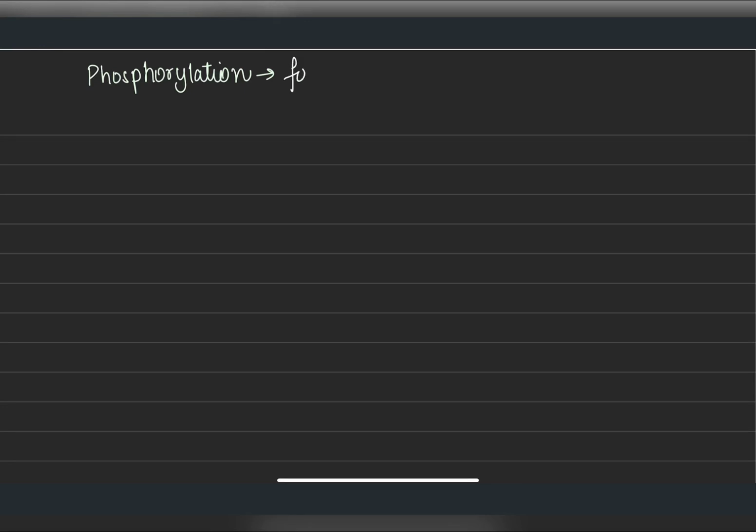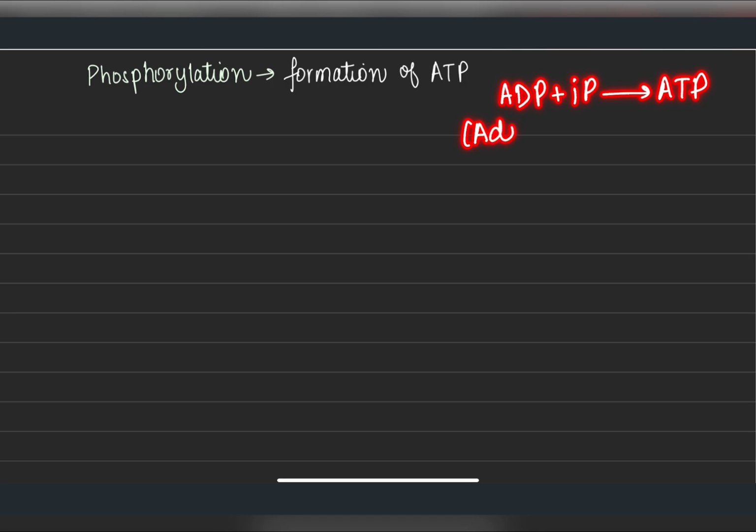Photophosphorylation is formation of ATP. ATP stands for adenosine triphosphate, and when we add a phosphate group to ADP, it forms ATP. This is ADP, this is ATP. ADP is adenosine diphosphate. Diphosphate means 2 phosphates.